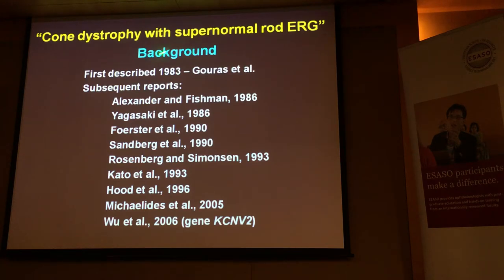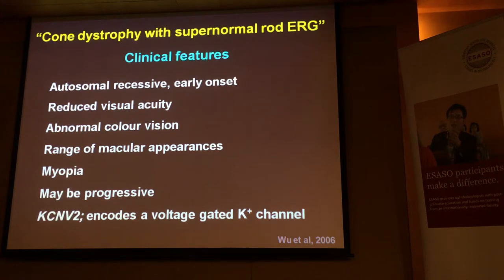One of the other disorders is cone dystrophy with supernormal rod ERG, first described by Peter Gouras. We reported the gene, KCNV2, in 2006, when Unity found it for us. And it was the first gene in humans to identify a gene encoding a potassium channel as a cause of retinal disease. It's recessive, it's early onset, range of macular appearances, it's progressive.